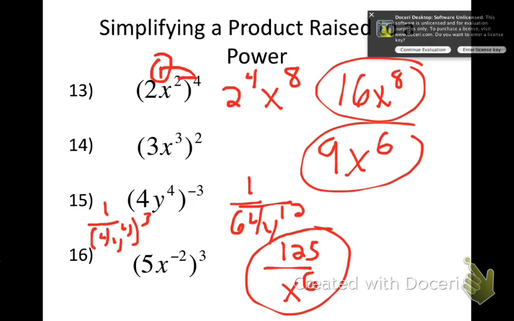And again, we have to move just the x to the 6th because when I distribute my exponents there, I get 5 to the 3rd, x to the negative 6th. I only want to move that negative part. So I only move my negative exponent. If it's positive, I'm going to leave it right where it's at. Everything's fine. Just move the negative exponent. Okay?